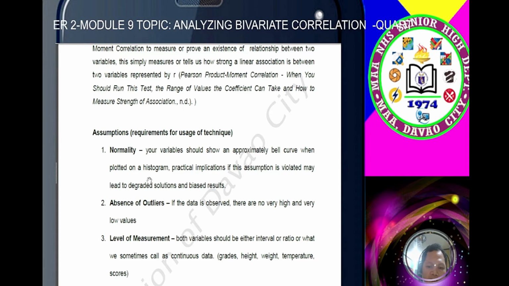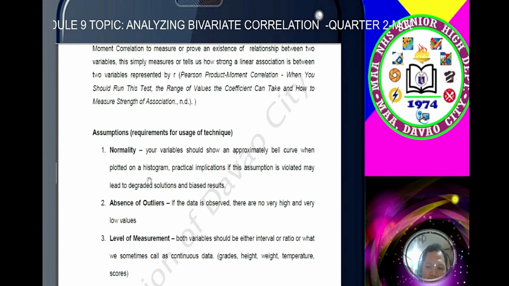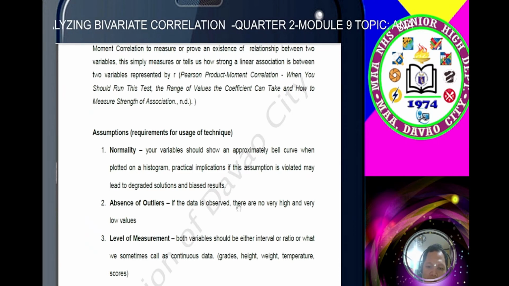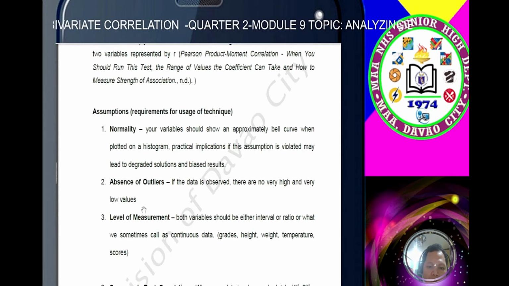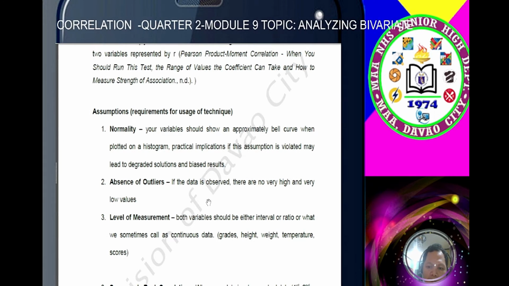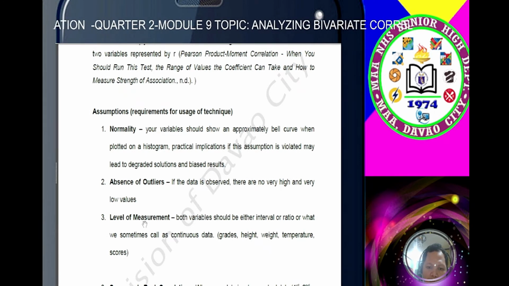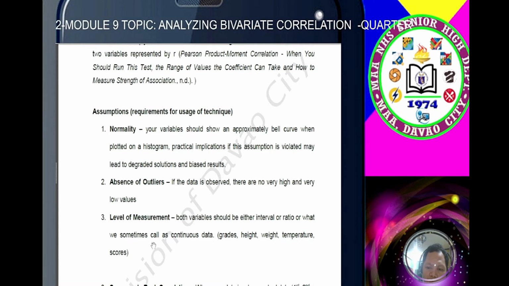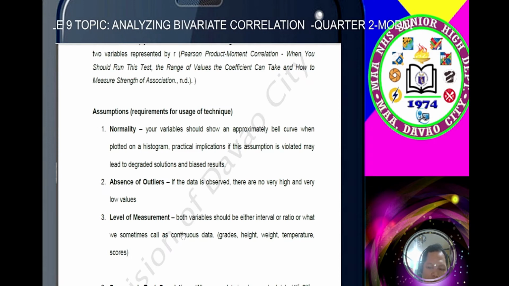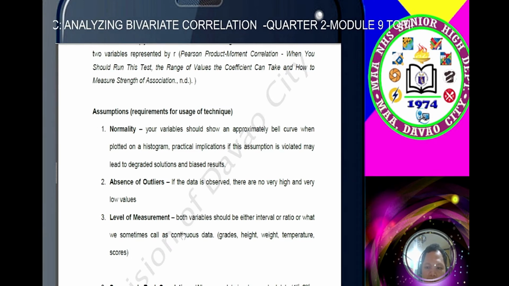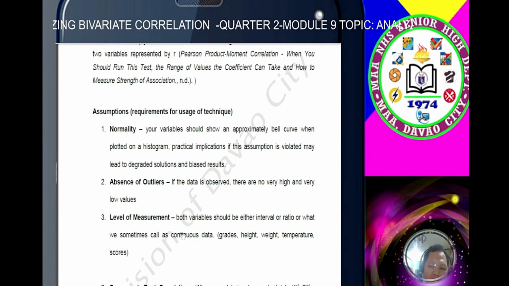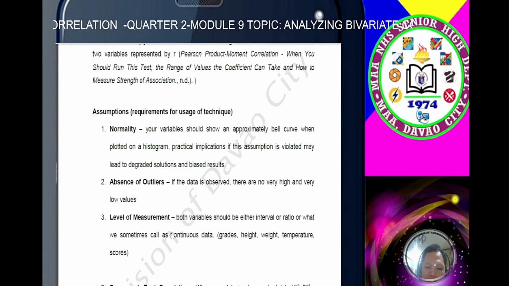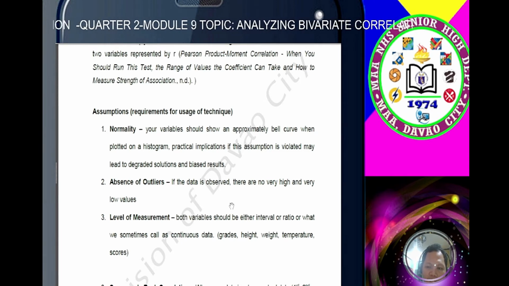Number 2, absence of outliers. This means that in the data observed, there are no very high and very low values. Take note of that. And third, level of measurement. Both variables should be either interval or ratio, or what we sometimes call continuous data, like grades, height, weight, temperature, or scores. Just like what you use in your data gathering, you have the Likert scale. So you can use that, and you can use the Pearson product moment correlation.